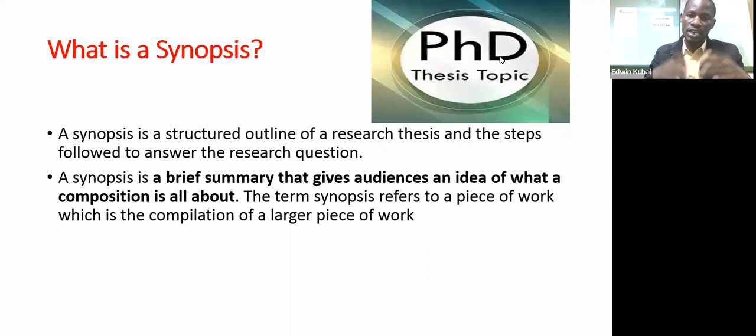So a synopsis is a comprehensive, systematic way to respond to a research question. The previous two speakers have given you the whole process on how to go through a synopsis, step by step up to the conclusion. A synopsis is a brief summary that gives the audience an idea of what the composition is all about. It highlights what you are looking at, what the problem at hand is, and how your study is solving that problem. So you must come up with a way the problem is going to be solved in a better, systematic, scientific way, where you have theories behind it.